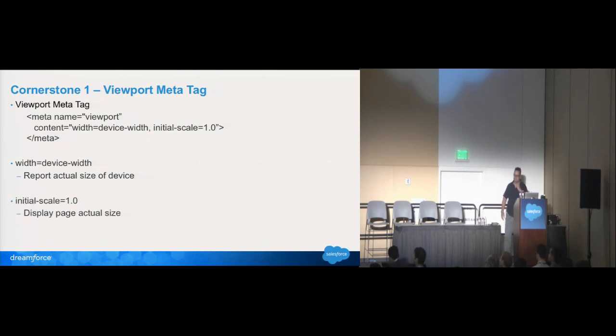Okay, the second item is setting the initial scale to 1.0, and that says display the page actual size. Don't display it zoomed out, don't display it zoomed in, display it as it actually is, let the user do what they wish with it.